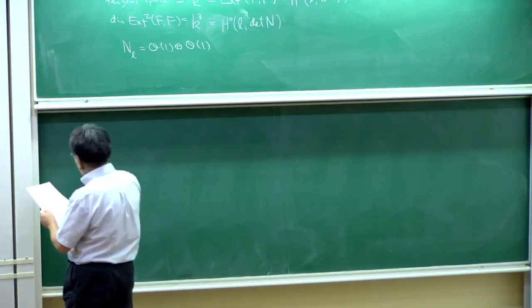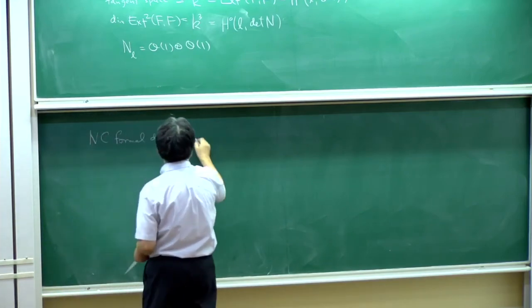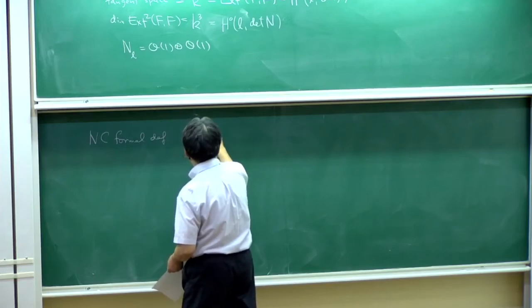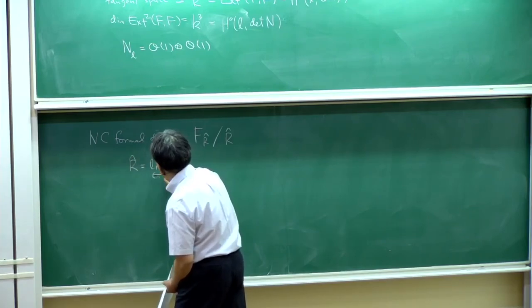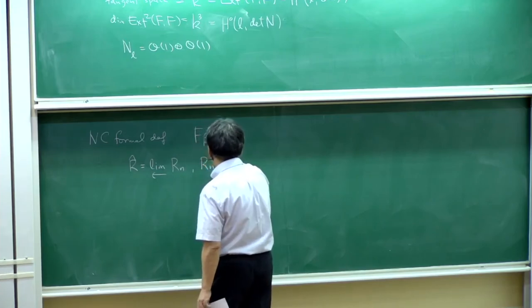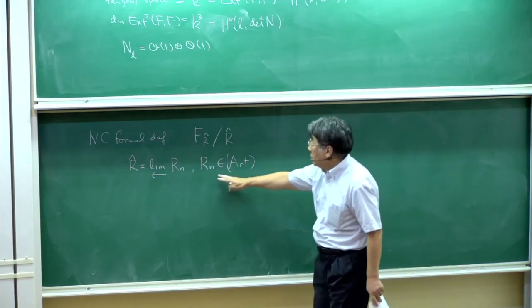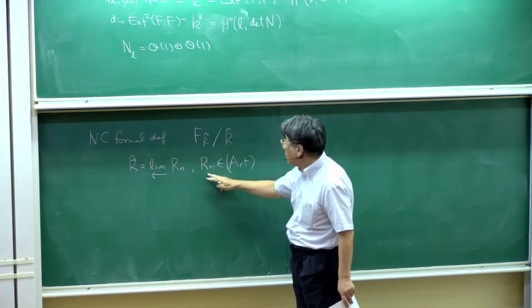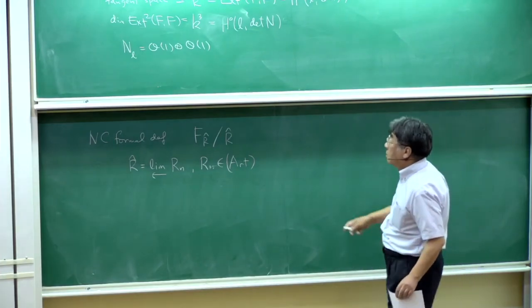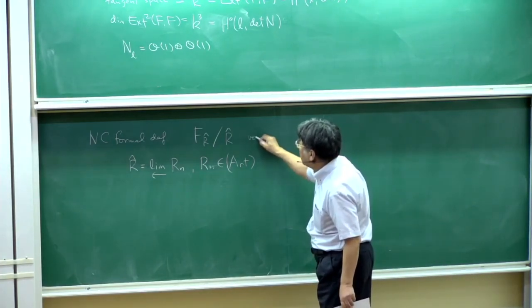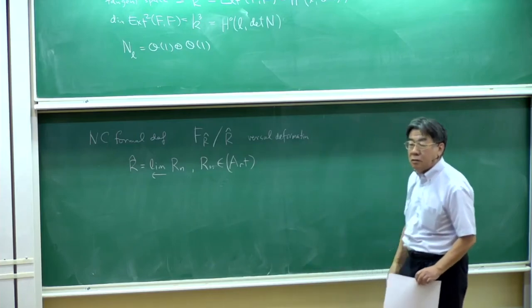How about the non-commutative formal deformations? So this is F R hat over R hat. But R hat is just the inverse limit of Rn, and Rn is an Artin ring. So each deformation is over a finite dimensional algebra, but you can also take the inverse limit, so it is infinite dimensional. And so I want to describe the versal deformation. And the versal deformation is described by using an infinity algebra.